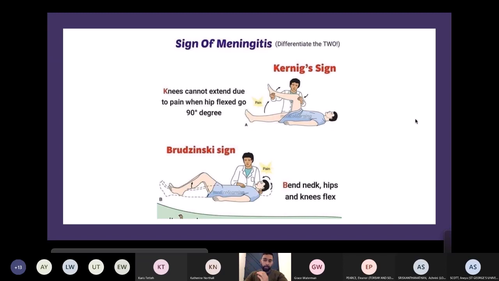So you lift up their hip to 90 degrees and you try and straighten the leg. If that elicits pain, along with fever and headache, it's quite sensitive for meningitis.